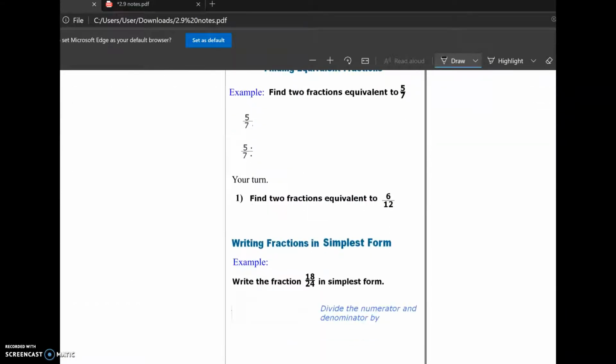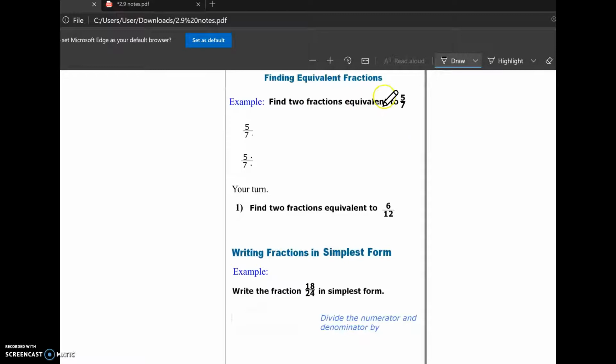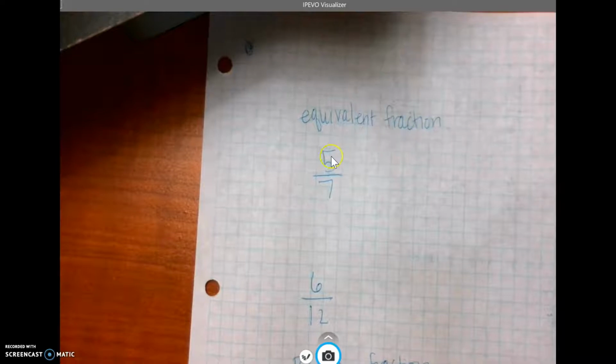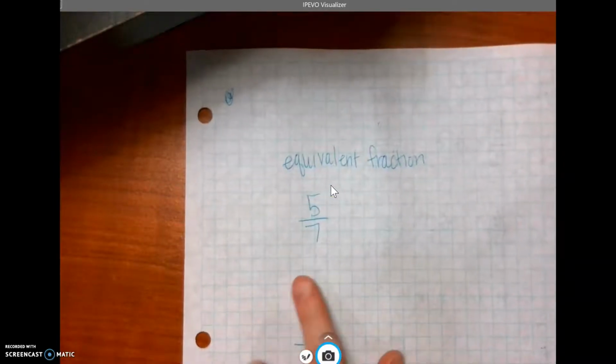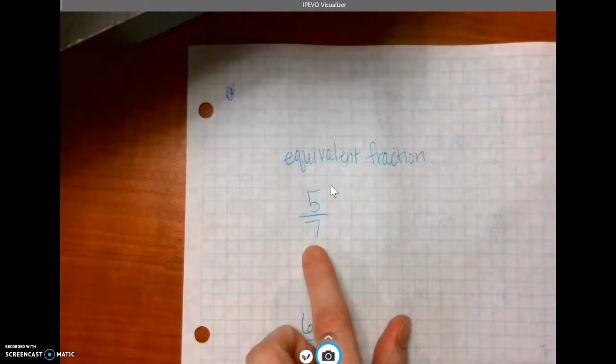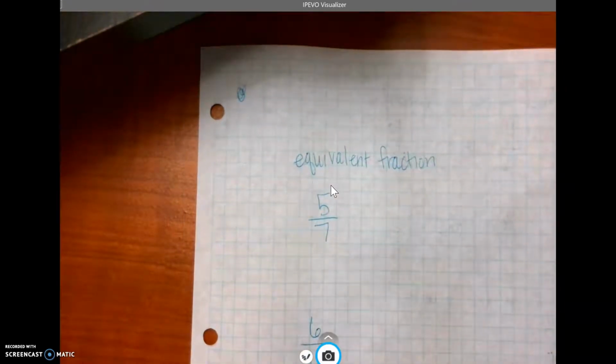Okay, first thing we're going to do is we're going to find 2 fractions equivalent to 5/7. Okay, and there's a lot of fractions that are equivalent to that. So in your notes, write equivalent fraction 5/7. So we're going to find 2 fractions equivalent to that. So one thing you could do is you can check to see if you can reduce it, and 5 and 7 can't be divided by anything other than 1, so I can't reduce it. But I could multiply. So an easy thing to do is to multiply the numerator and denominator just by 2, and then that would get you an equivalent fraction.